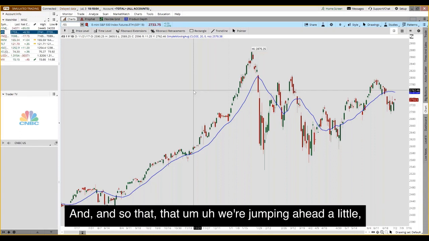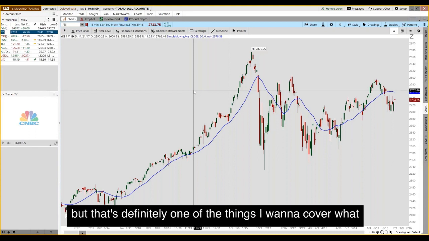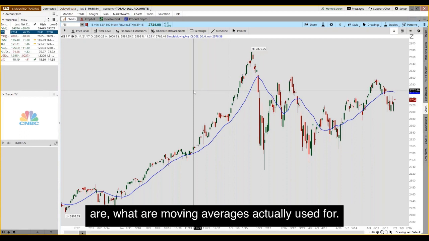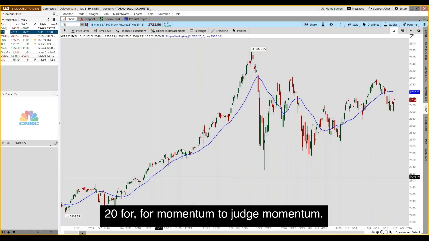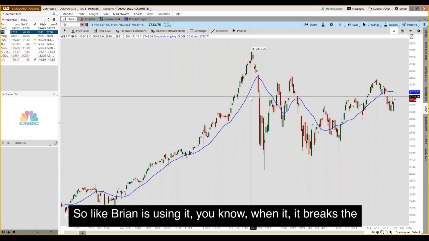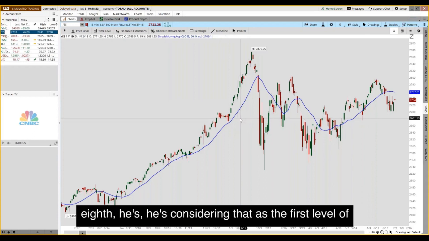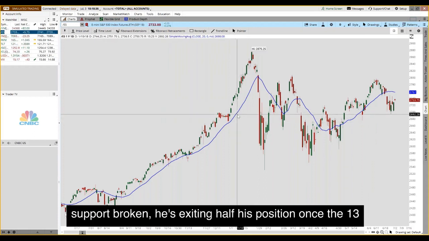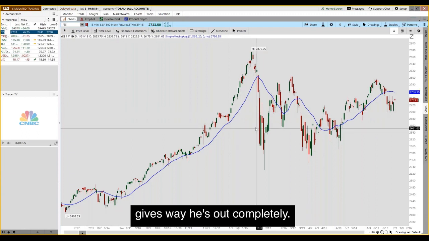We're jumping ahead a little, but that's definitely one of the things I want to cover. What are moving averages actually used for? So you know that I use the 20 for momentum, to judge momentum. But another thing that they're used for is as levels of support and resistance. So like Brian is using it, when it breaks the 8, he's considering that as the first level of support broken. He's exiting half his position. Once the 13 gives way, he's out completely. Okay.